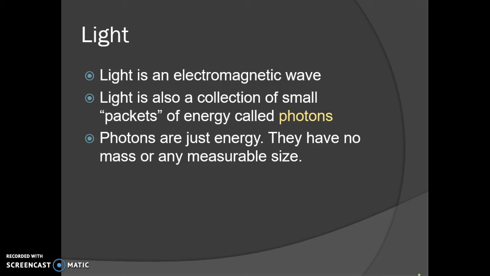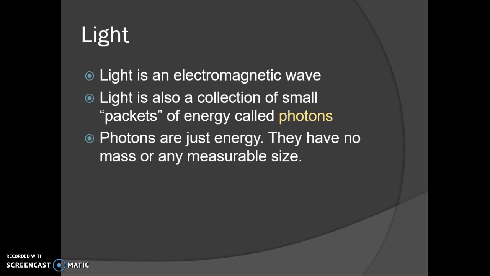All right, so light. What is light? Well, light is an electromagnetic wave, and it's also a collection of small packets of energy, and we call those photons. Okay, so photons are just little particles of light. The photons are just energy. That's all they are. They have no mass, and they have no actual measurable size.